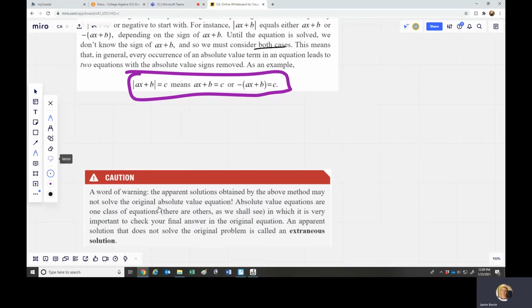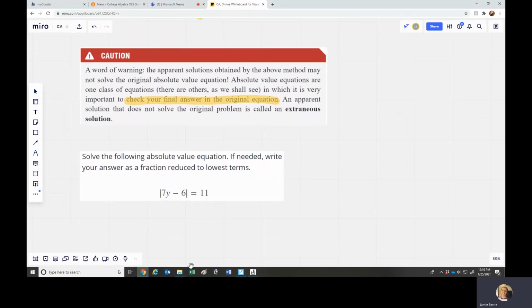And then this part is very important. I want to highlight the most important part here. It says, a word of warning. The apparent solutions obtained by the method above, this method right here, may not solve the original equation. So basically, it's important to check your final answer in the original equation. So you're going to find your answers. All those answers may not work, and that's why we have to check all of our answers before we move on. All right, so just remember, you must check your answer.